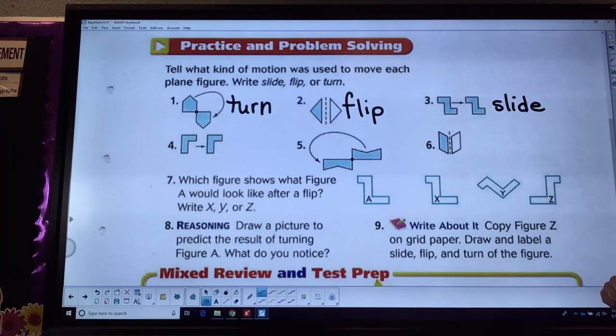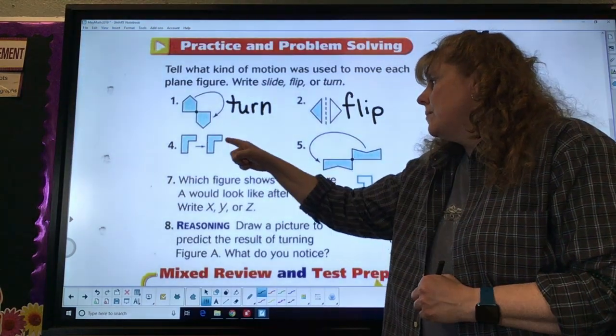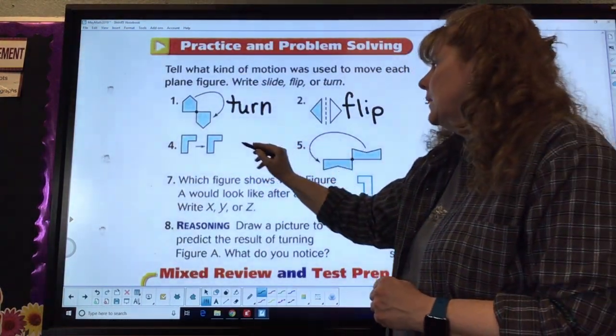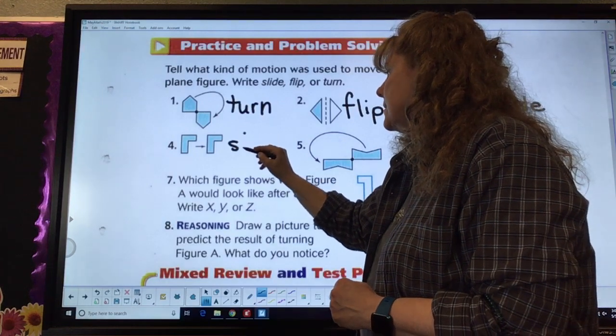Okay, let's look at number 4. It's the same kind of thing. I'm taking this and I'm moving it, okay? Or sliding it across, so we're going to call it a slide.